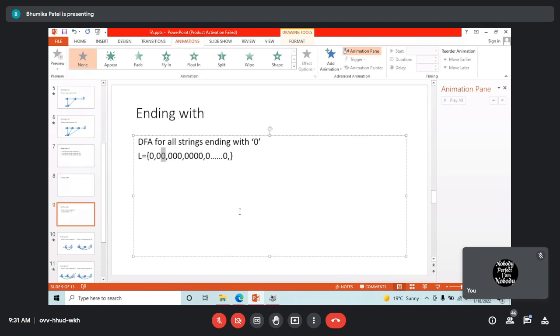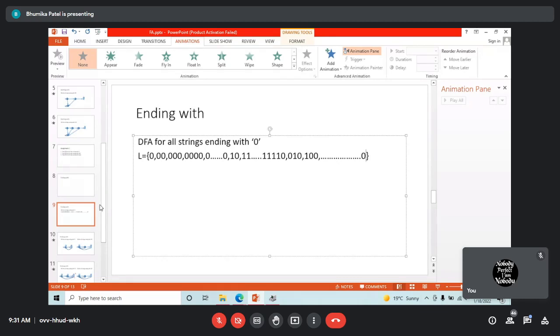Clear? Okay, can I take 1 0? Can I take any number of 1s and then 0? Okay, fine. Can I take 0 1 0? Also 0 0. So we can say that any combination of 0 and 1 is allowed initially, but it must end with 0. Yes or no?